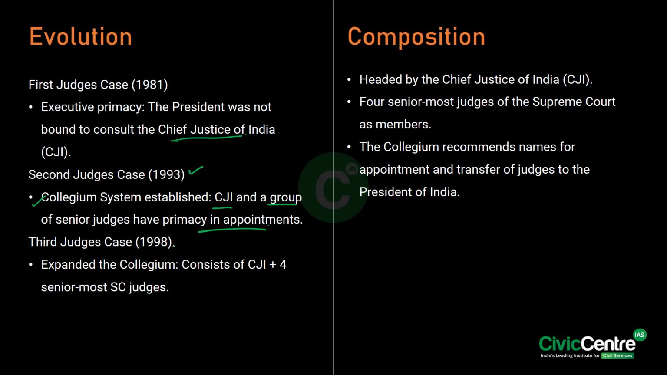Then, in the third judge's case of 1998, the Supreme Court Collegium was expanded, consisting of CJI and 4 of his senior-most Supreme Court judges. Now, who all are there in this Supreme Court Collegium? See, this collegium is headed by the Chief Justice of India. So, also the 4 senior-most judges of the Supreme Court are the members of this collegium. So, this collegium recommends names for the appointment and transfer of judges to the President of India.